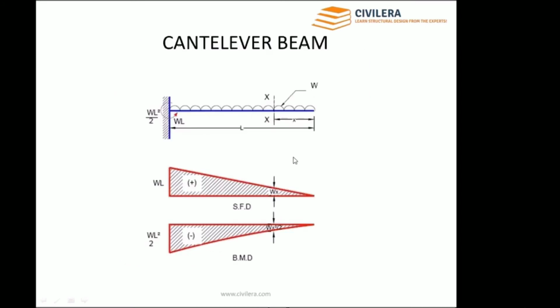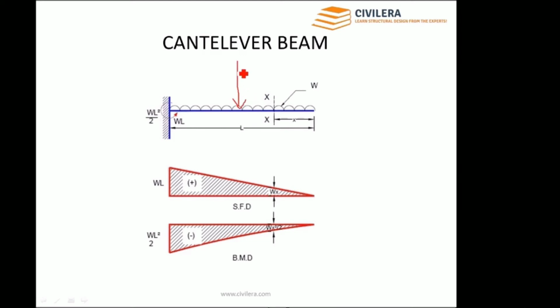For a cantilever beam, you have WL square by 2 as the moment, and WL as the shear force. You can again calculate this from first principles. When you have W as the UDL, W multiplied by L is the total weight, and that will be acting at the center.